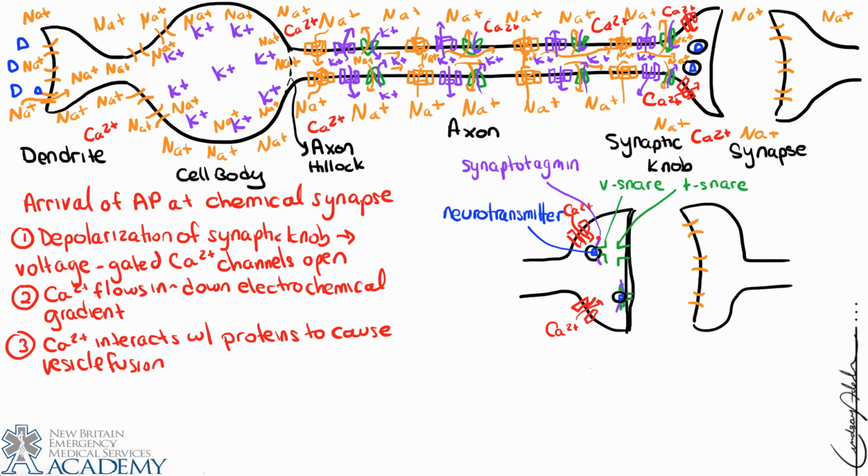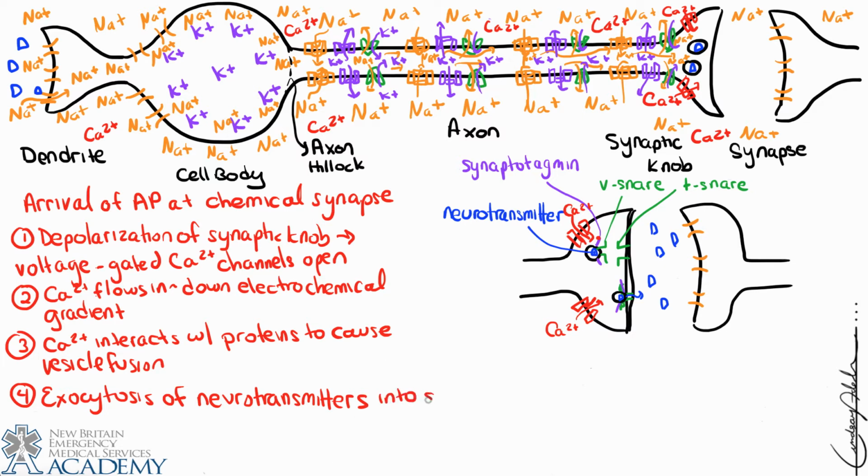The V-snare and T-snare proteins twist up, and the vesicle comes in, and then exocytoses the neurotransmitter into the synaptic cleft. More than one vesicle will typically fuse at a time, and multiple neurotransmitters are coming out of each vesicle. So a whole bunch of neurotransmitters will end up in the synaptic cleft. We'll abbreviate neurotransmitter as NT. The neurotransmitter binds to the receptor on the postsynaptic membrane.